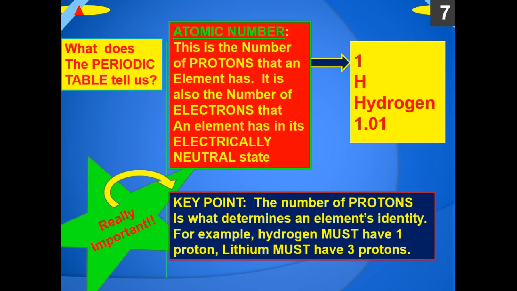There's a key point. The number of protons is what determines an element's identity. For example, hydrogen must have 1 proton. Lithium, which is Li on your periodic table, must have 3 protons, and so on. Hydrogen can have a different number of neutrons. Different hydrogen atoms can have different numbers of neutrons, different numbers of electrons, and still be hydrogen. But if it's going to be hydrogen, it has to have exactly 1 proton. If it's going to be lithium, it must have exactly 3 protons. And again, this is indicated by that number in the upper left-hand corner of each element on the periodic table.